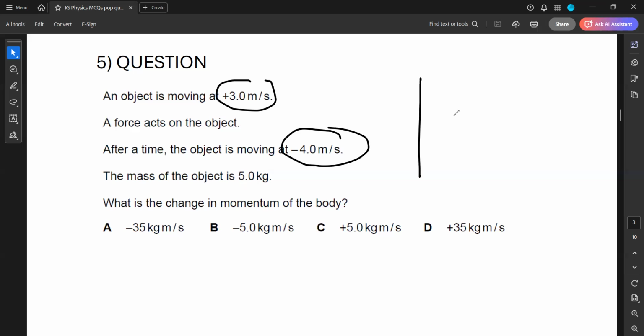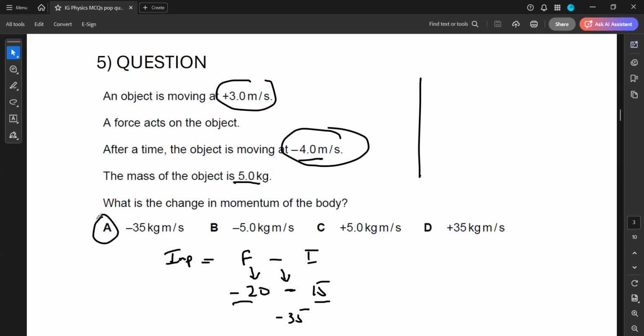Look, when you work out 5 multiplied by minus 4, that is minus 20, okay? The formula which we use, if the signs are given, is impulse equals final minus initial. So the final is minus 20, this is a negative sign of the formula, and the initial is 15. So we put 15. Minus 20 minus 15 is what? It is minus 35. That is why we are getting A as an answer.